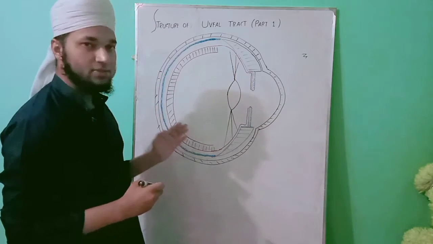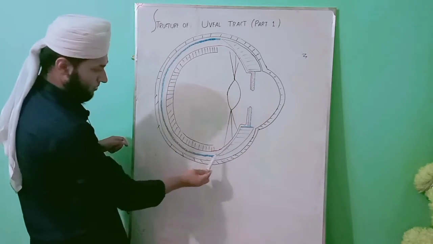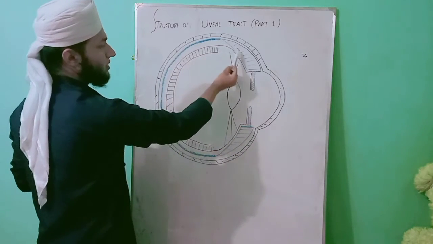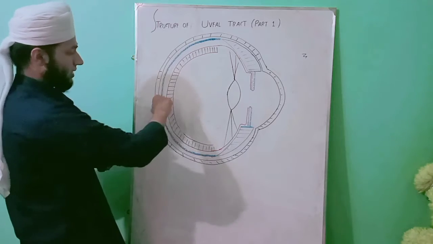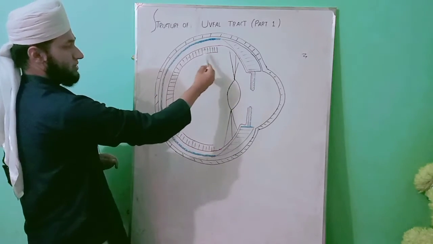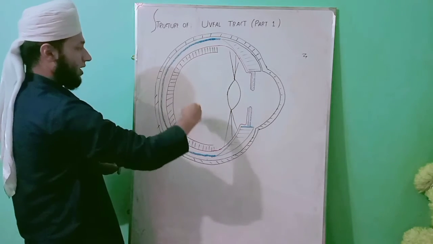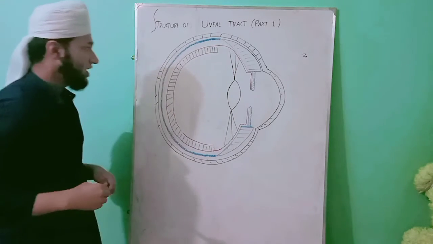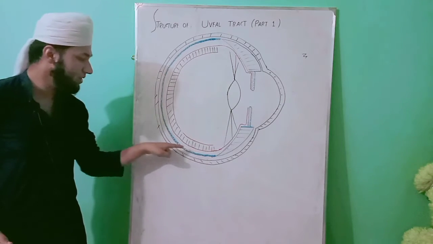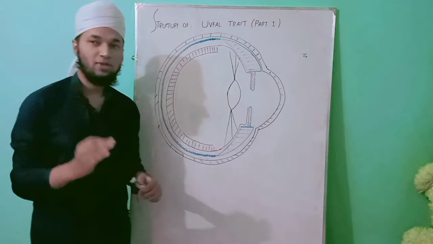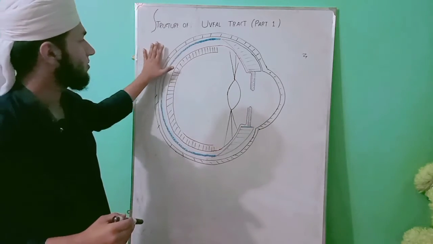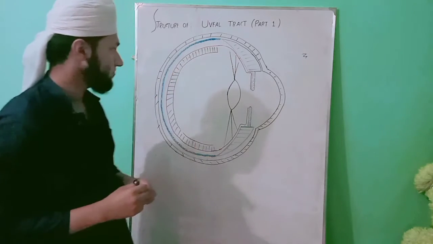Then inner to this coat there is another coat, the vascular pigmented coat, this blue one. Inner to this vascular pigmented coat another coat is present. This is the sensory portion of the eyeball, known as retina. So in between the retina and the fibrous coat, a vascular pigmented coat is present. This vascular pigmented coat is known as uveal tract. So today we are going to discuss the structure of this uveal tract.